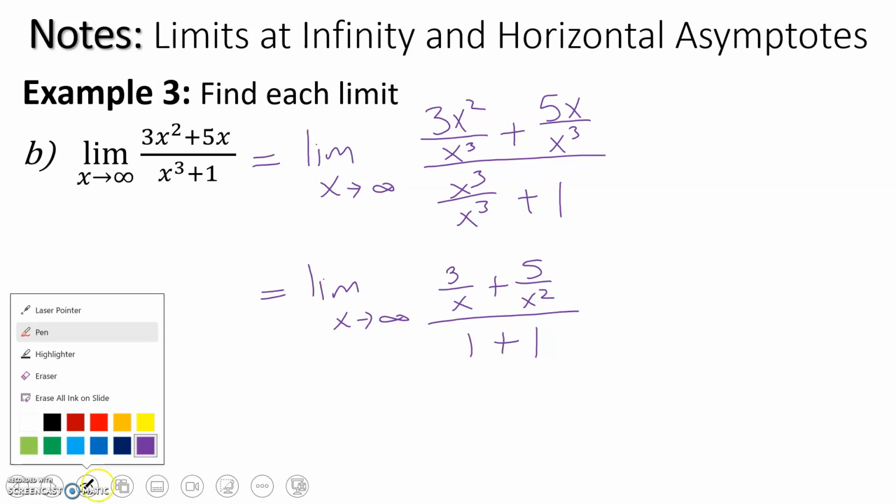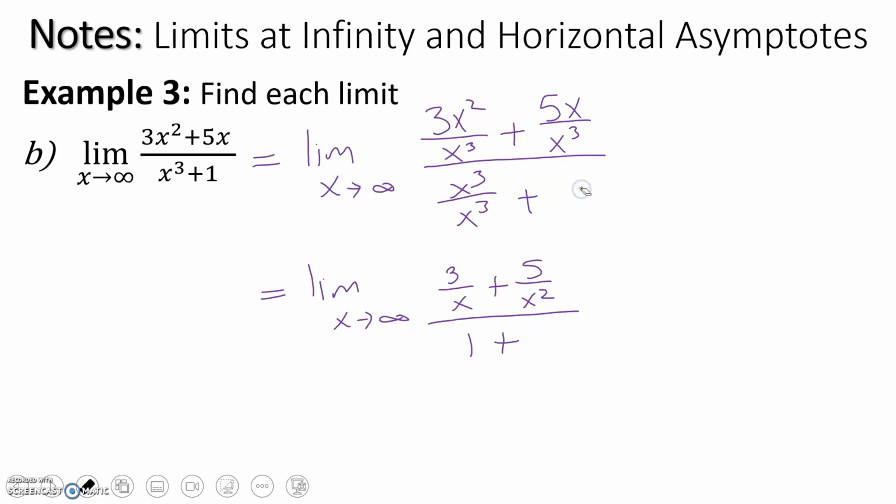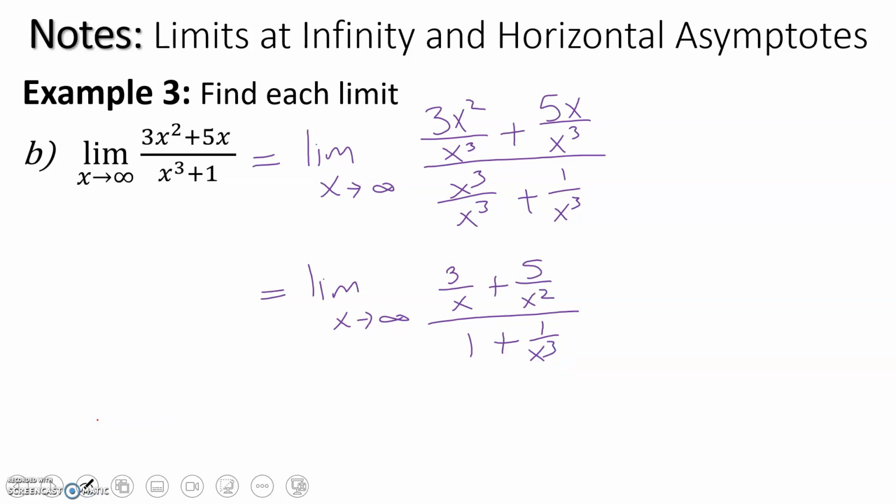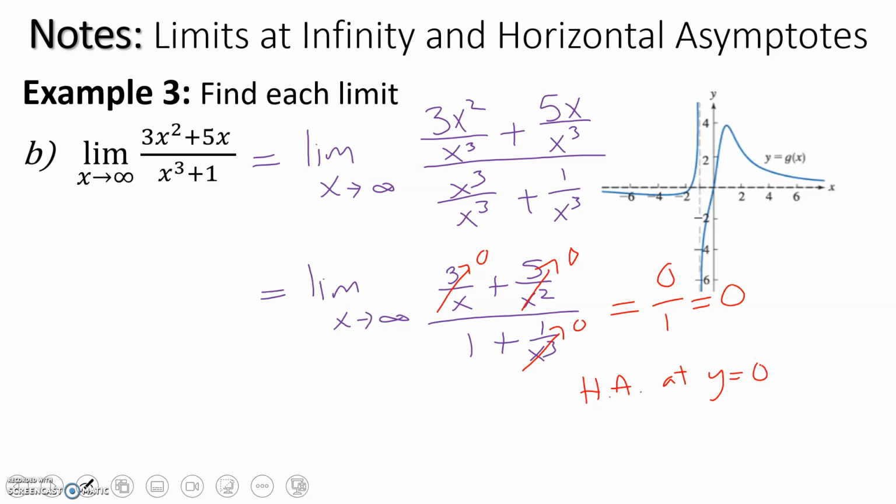Oh, sorry, I missed a term. Let's try to fix that. So 1 over x cubed. Okay, now once again, every term that is some constant over some x to some power will go to 0. So 0, 0, 0. So then we get here 0 over 1, which is 0. So that means then we have a horizontal asymptote at y equals 0. And this is what this one looks like.